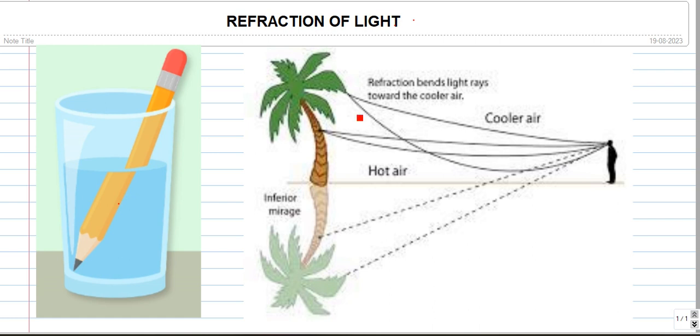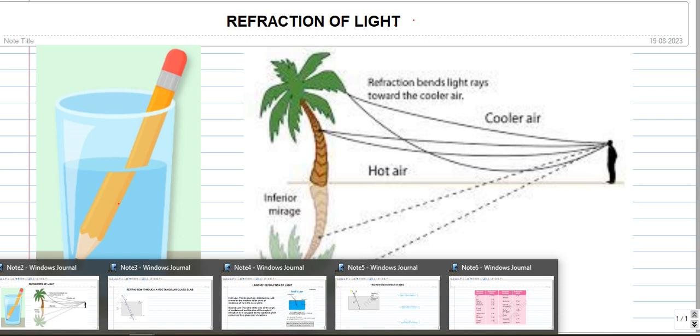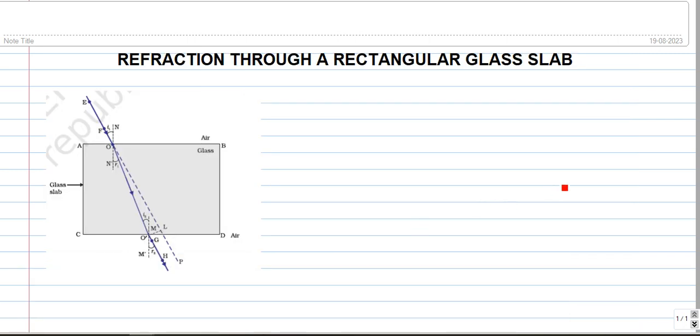So now we will see refraction of light through a rectangular glass slab. This is a very important experiment which we should be doing this year. It's a very simple experiment and a very easy way to understand refraction. What we do is, we place a glass slab.